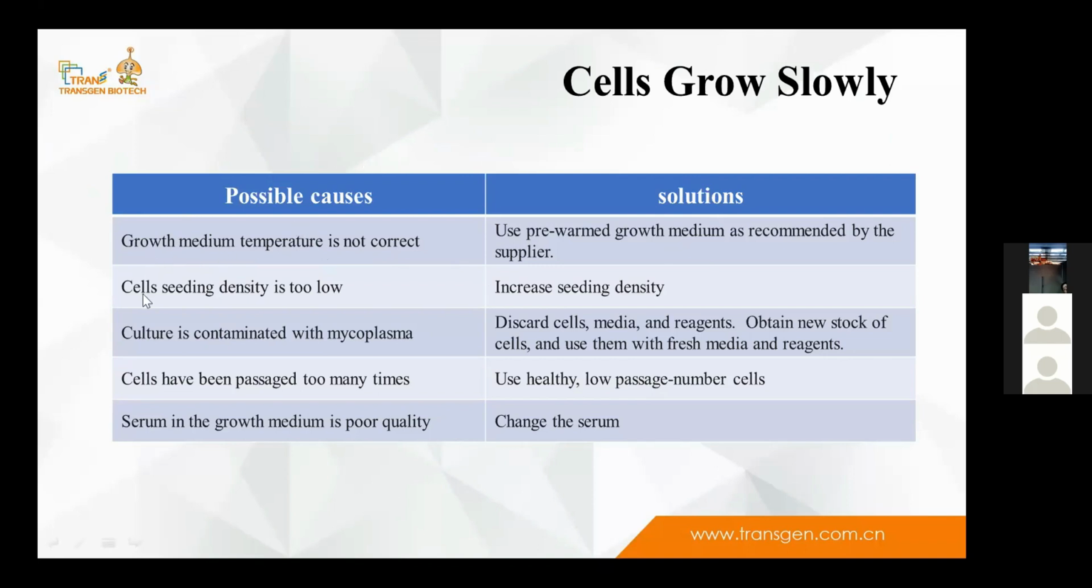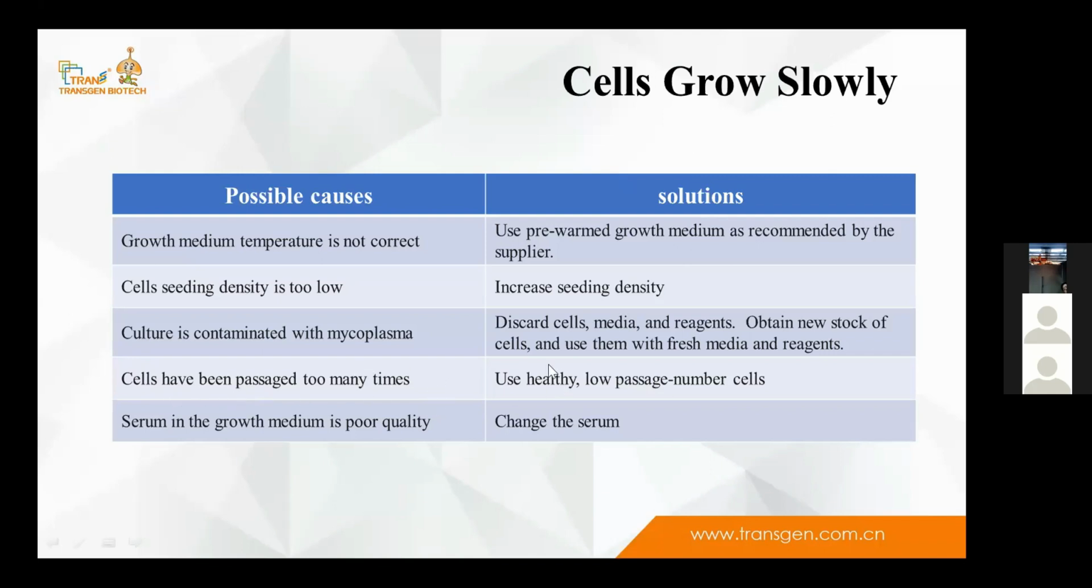And the cell seeding density is too low. You can increase the seeding density. Maybe 1 plate to 3 plates is enough. And the other one is that the cell culture is contaminated by Mycoplasma. So you have to discard the cells, medium, and reagents, or you can use our reagent to eliminate the Mycoplasma contamination. And the other one is cells have been passaged too many times.